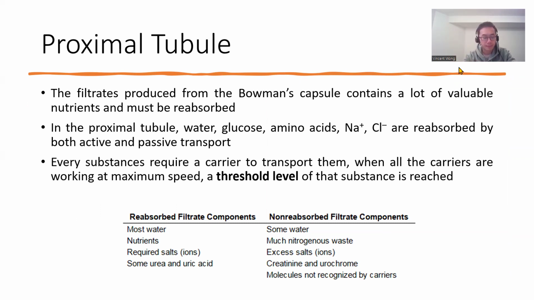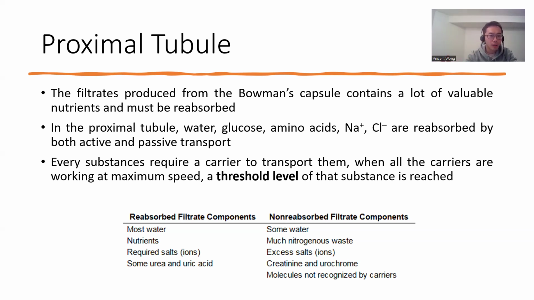Sorry, go ahead. Like filtering water in a pool? Yeah, exactly. It's like filtering water in a swimming pool. It's like any filtering system. The filter is not going to be 100% filtering out everything the first go. It needs to be a continuous process.